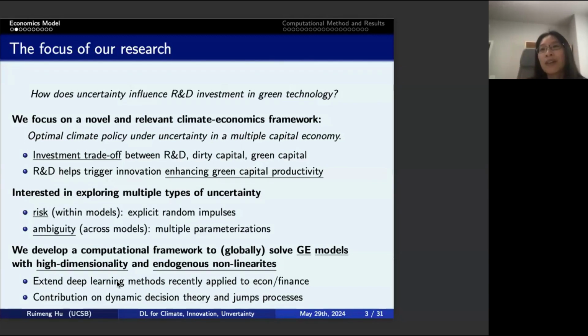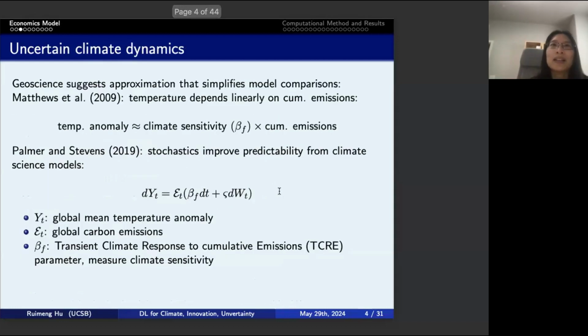In the econ finance field, there hasn't been a lot of work where people are using deep learning methods to tackle the model numerically. We also think this is a good contribution to the dynamic decision theory associated with GEM processes.